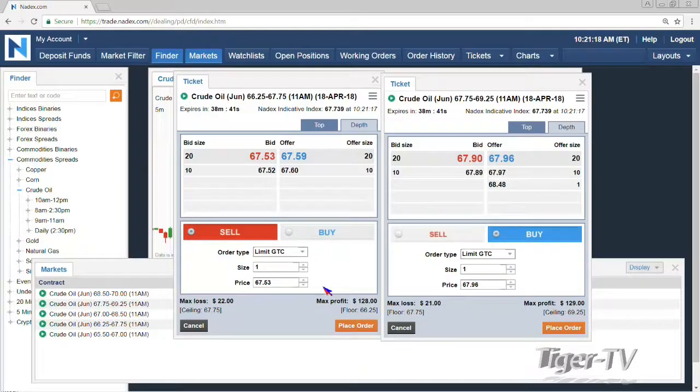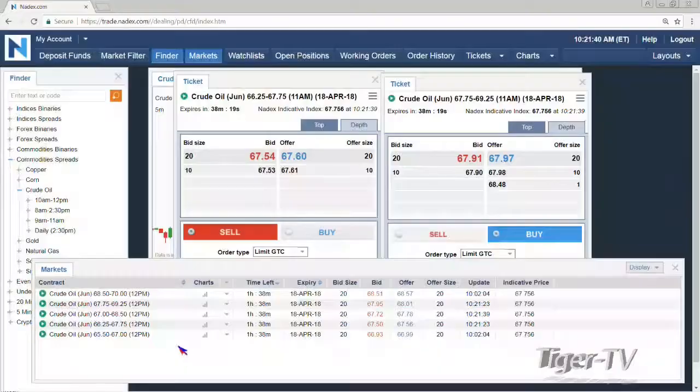Yes. And both of them combined are going to cost you about $43. So that would represent 43 cents of movement you would need away from 67.75 in either direction before you start to break even. And again, these expire at 11 a.m., so you'd have about 30 minutes after that news breaks. So $43. Now let's jump around and just see what kind of other possibilities you'd have on the platform.